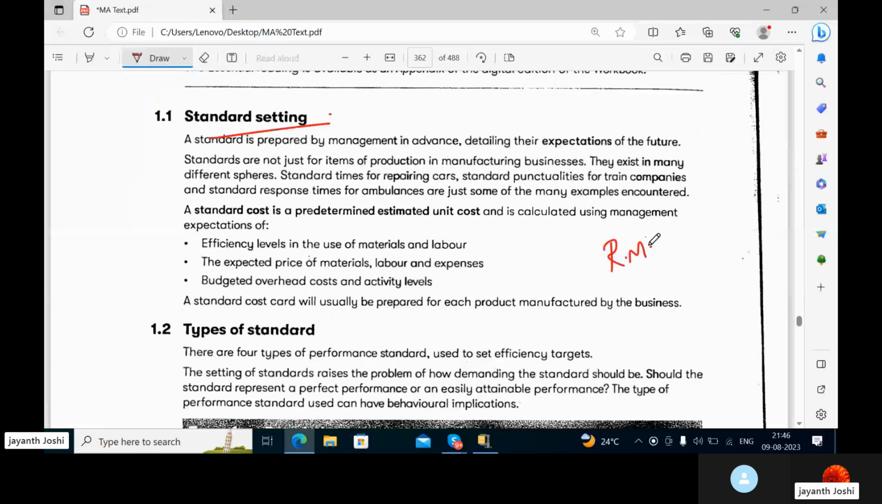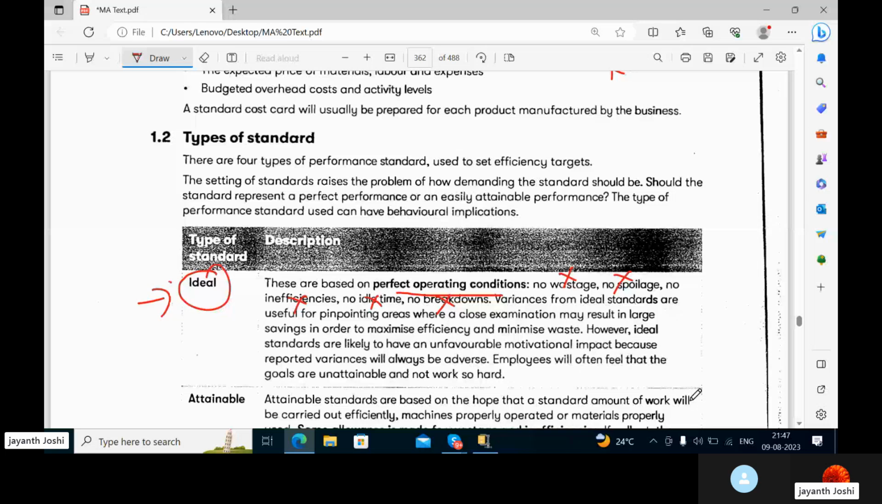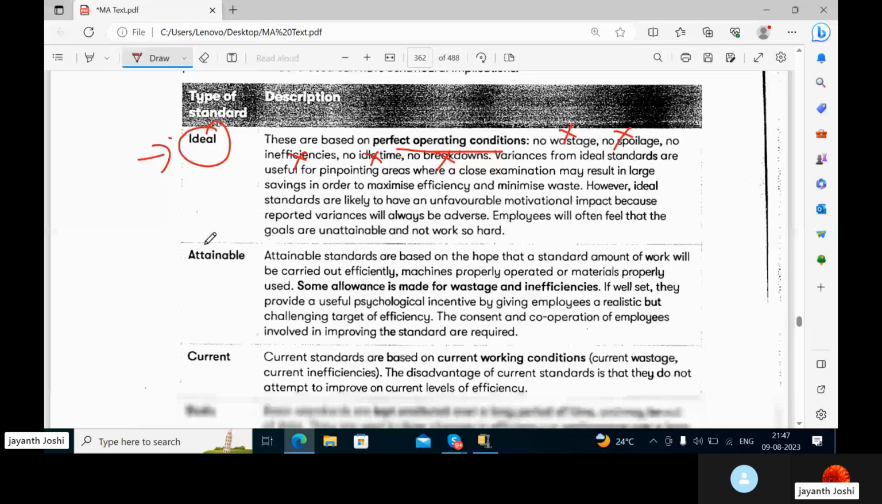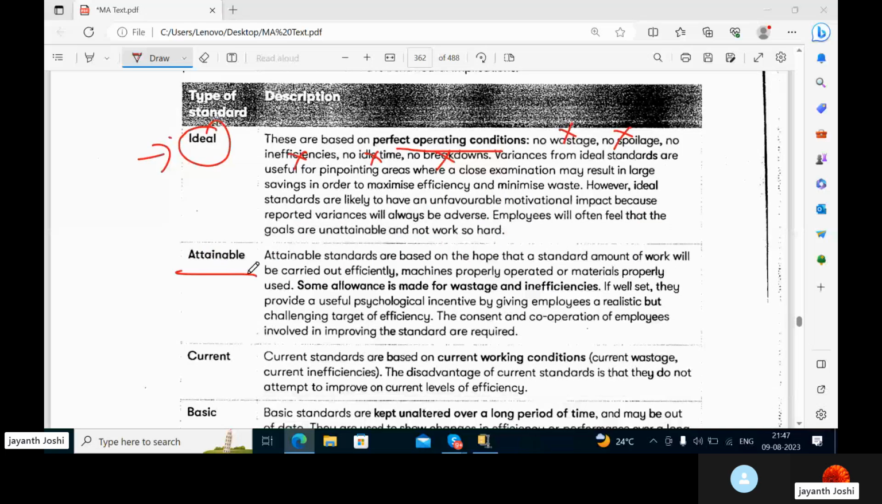So whatever the standard you set, it should be ideal. That means these are based on perfect operating conditions. That means you are not considering any spoilage, any inefficiency, any idle time of the labor, no machine breakdown. That means you are thinking that if everything goes as per your plan or everything is normal, then definitely you can estimate the standard cost. Correct? Now, whatever the standards you set should be attainable. You cannot set standards which you cannot attain, or cannot achieve beyond your capacity.